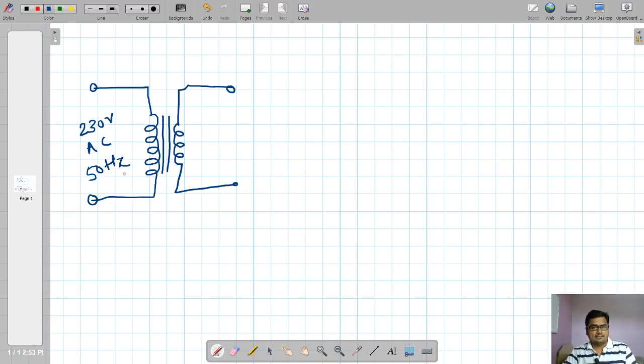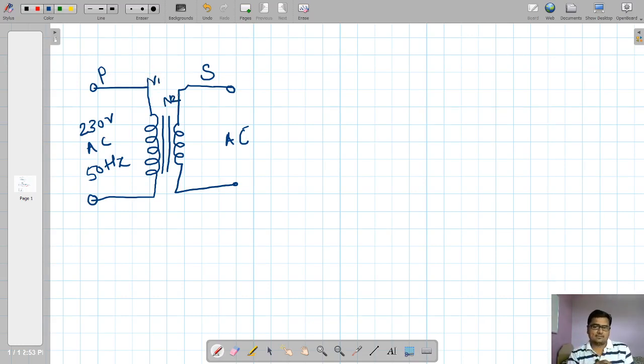Now, let's start with this 230 volt AC. And here, I am getting AC voltage too. But the amount of AC voltage present here is quite less than this 230 volt. So this thing is called primary and this thing is called secondary. Let me call the number of turns at the primary N1 and the number of turns at the secondary N2.